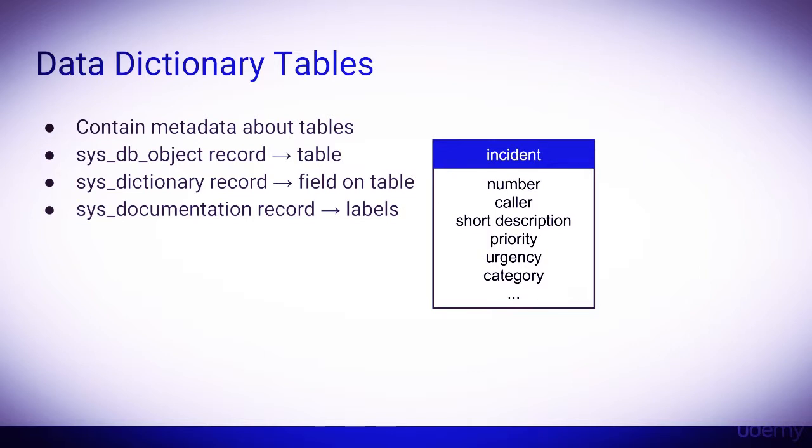So the incident table has a record in the sys_db_object table, and the caller field on the incident table has a record on the sys_dictionary table. As an example, say if we had 10 tables and each table had 10 fields, we would have 10 records in the sys_db_object table and roughly 10 tables times 10 fields per table, so 100 records in the sys_dictionary table.